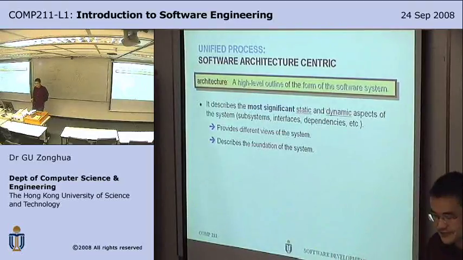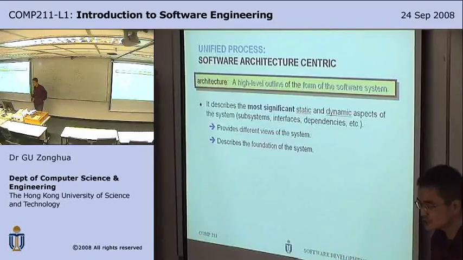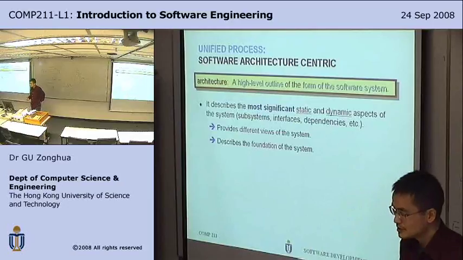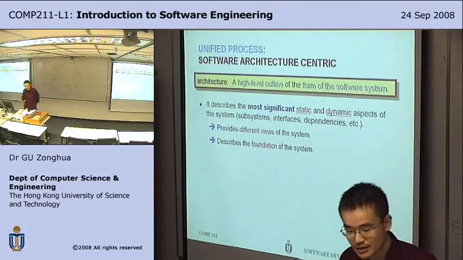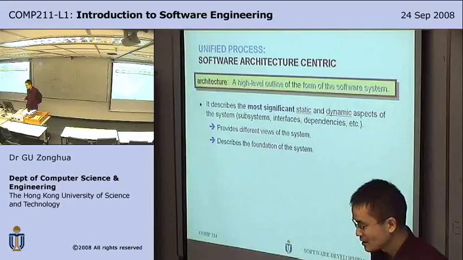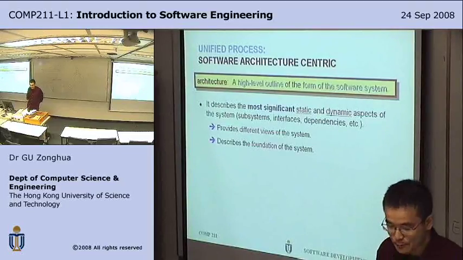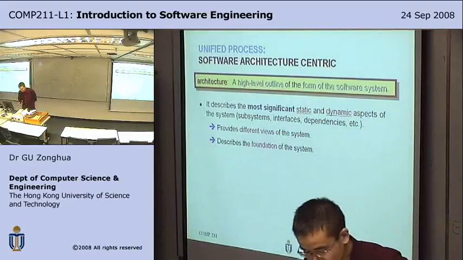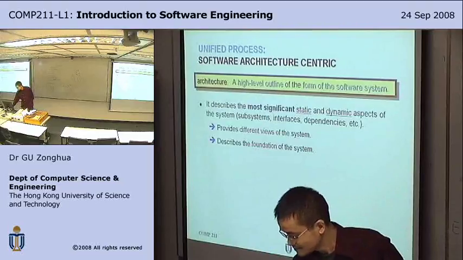It provides different views of a system. Compare this to a building, right? In a building, you have a structural view, a mechanical view, an electrical view. So the same system can have different views for different expertise. It describes the foundation of the system, that is, the basis on which the system will be developed. It's the skeleton where you attach the muscles later.